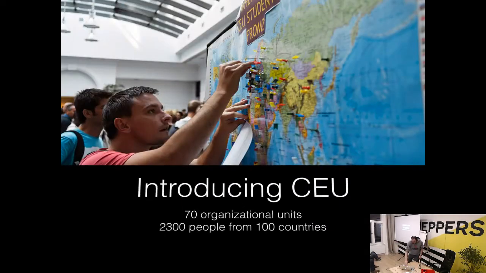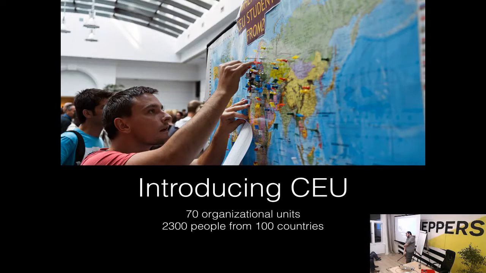So what is CEU after all? CEU is a very young and very small university. It is 25 years old and has 14 departments, 2 schools, around 1,400 students from over 100 countries, 400 faculty members from over 50 countries, and the working language is English, which is important because we don't have to build any multilingual sites.